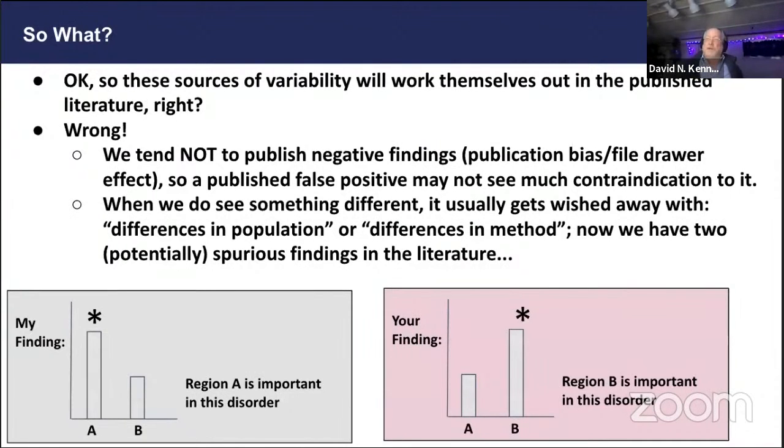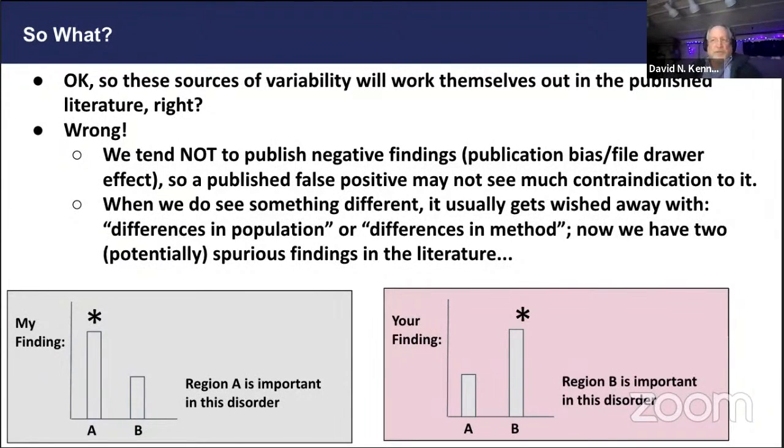So fine, there's a bunch of sources of variance that I've illustrated for you. But that's why we have a big literature. That's why we publish lots of things. These sources of variability will work themselves out in the published literature, right? Well, no. And for a couple reasons, we tend not to publish negative findings. And that has to do with things like publication bias and the file drawer effect that we could talk about further later if one wanted to.